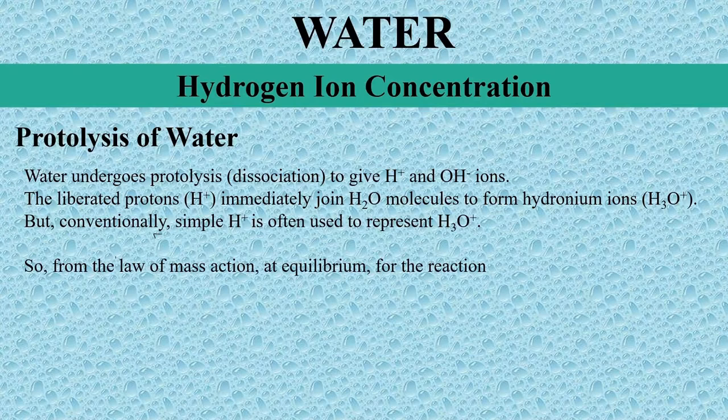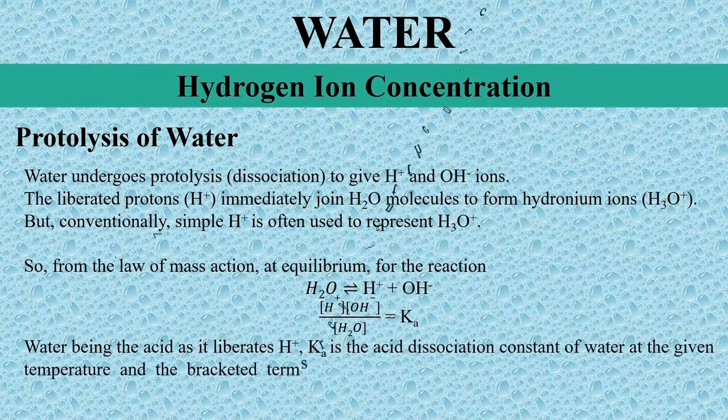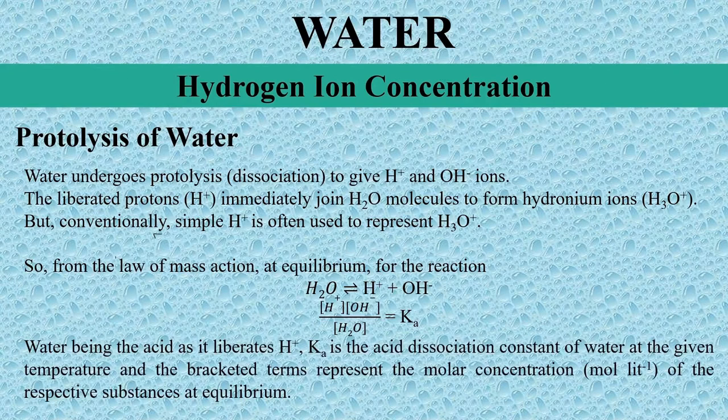So from the law of mass action at equilibrium, for this equation H2O ⇌ H+ + OH-, then this is found, and water being the acid, as it liberates H+, Ka is the acid dissociation constant of water at a given temperature.